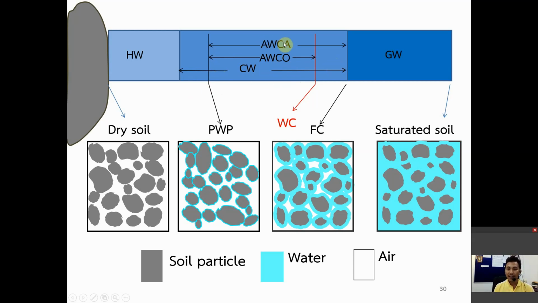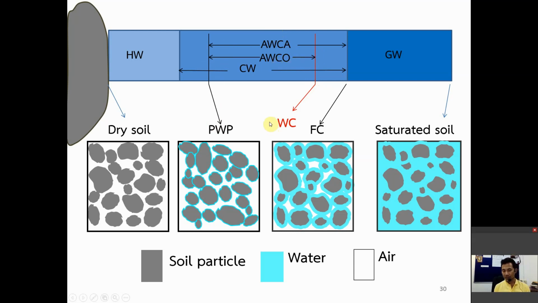Now start with the available water capacity, where you start at FC and go down to PWP. The difference between these two spots gives you the available water capacity. That is the capacity, right? But when you go into the field and measure the water content, the value you get is somewhere here. If you subtract the permanent wilting point from that number, that gives you the available water content.